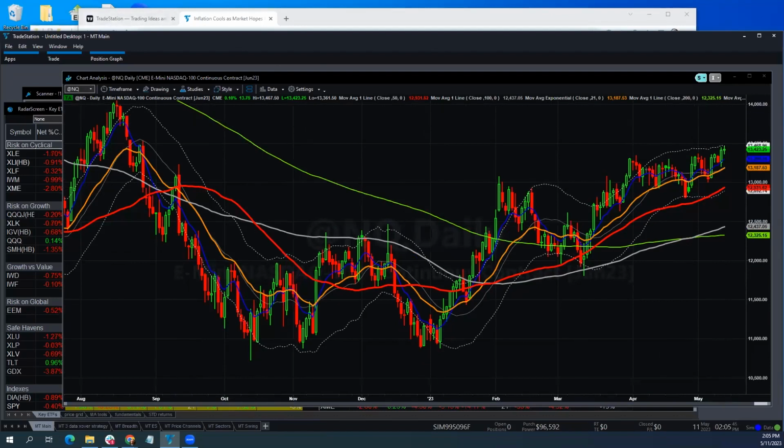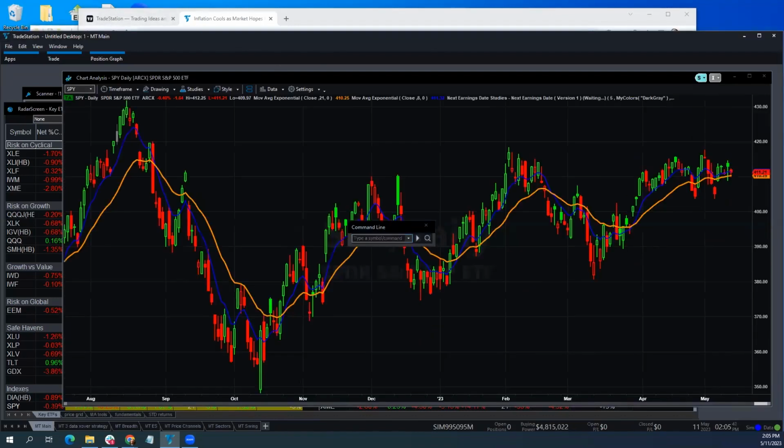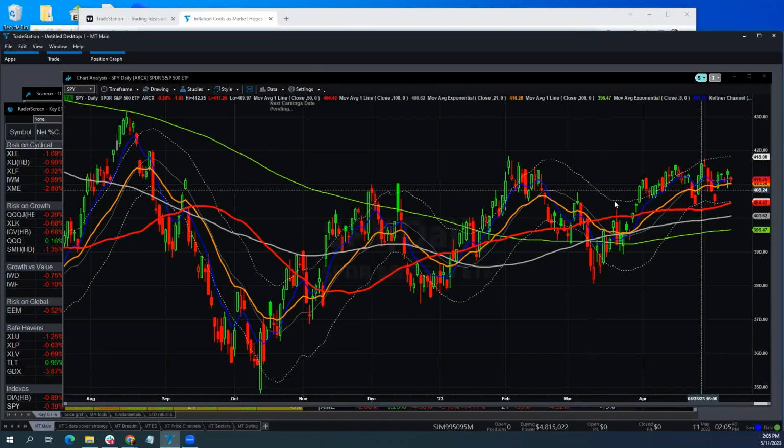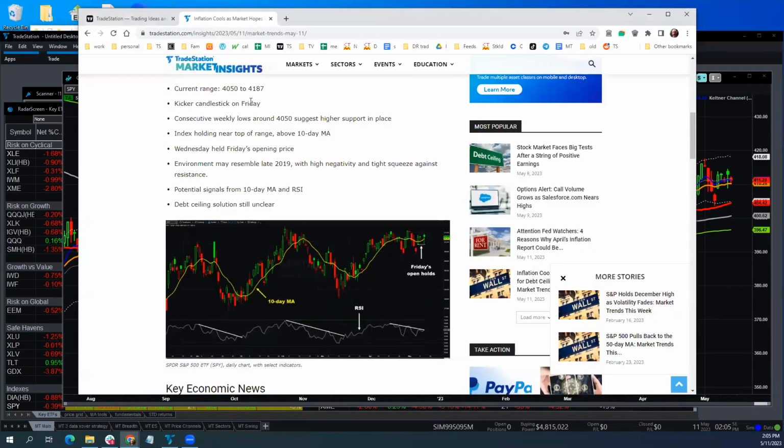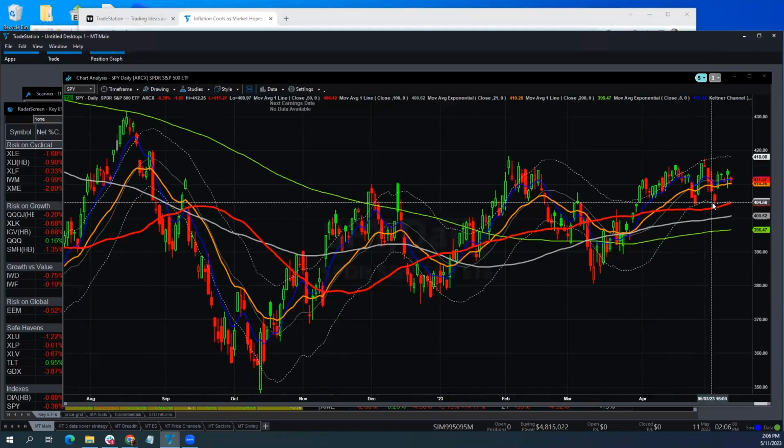So I think it's important to just realize that this is a very tight range now, and we have really a waiting sort of situation here. Some of the patterns I'm also looking at: the move on Friday was actually a kicker, when it drops down and comes flying right back up. That is a kicker candlestick. It's a bullish reversal pattern.